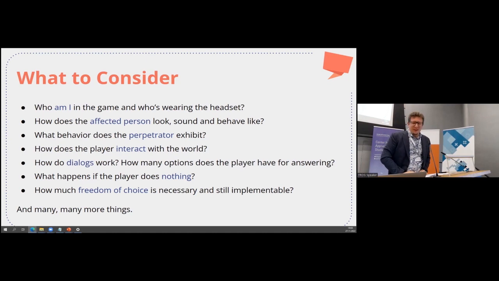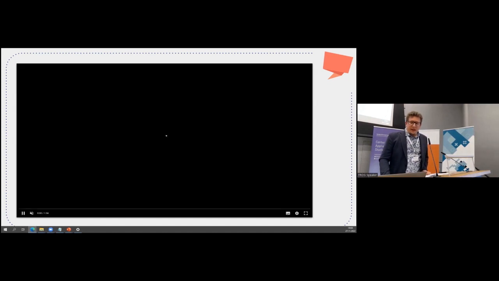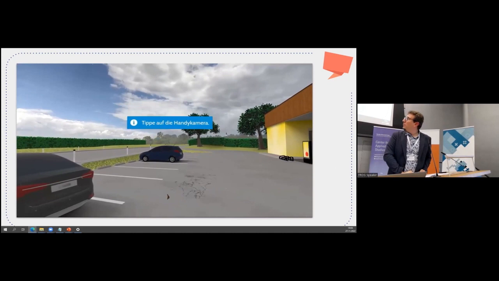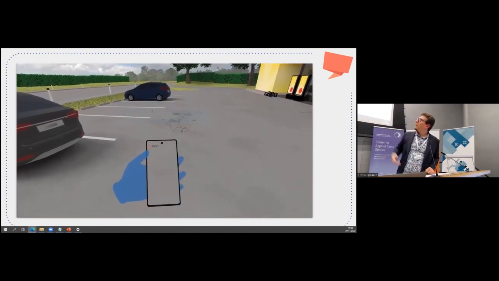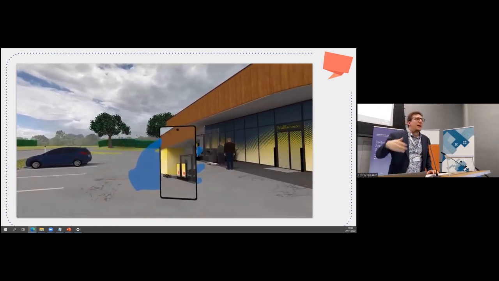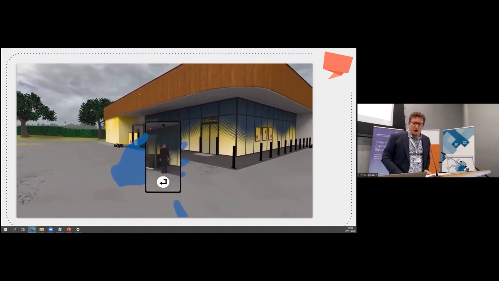So there's a lot you need to think about compared to what a simple, so to speak, simple card game does. And what we did is we decided to make our non-player character non-visible. So the only thing you see is hands. You have a mobile phone, for example, so you can do things like film the situation, so you have an incident report for later on.